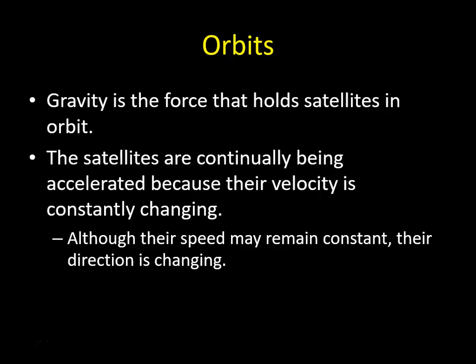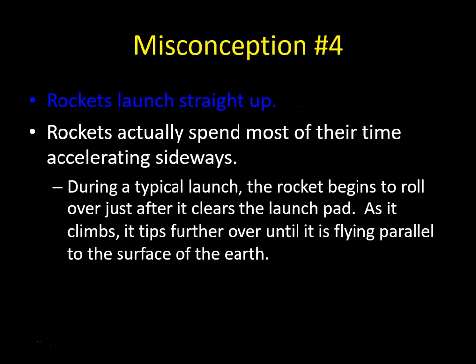Now, what about orbits? So, we've talked about the fact that an object in orbit is constantly changing its velocity, and that means that it's accelerating, and that acceleration is controlled by Newton's Law of Universal Gravitation. Now, if you're trying to get something into orbit, you can take into account the fact that Earth is spinning. So, people sometimes think that rockets launch straight up. They don't completely launch straight up.